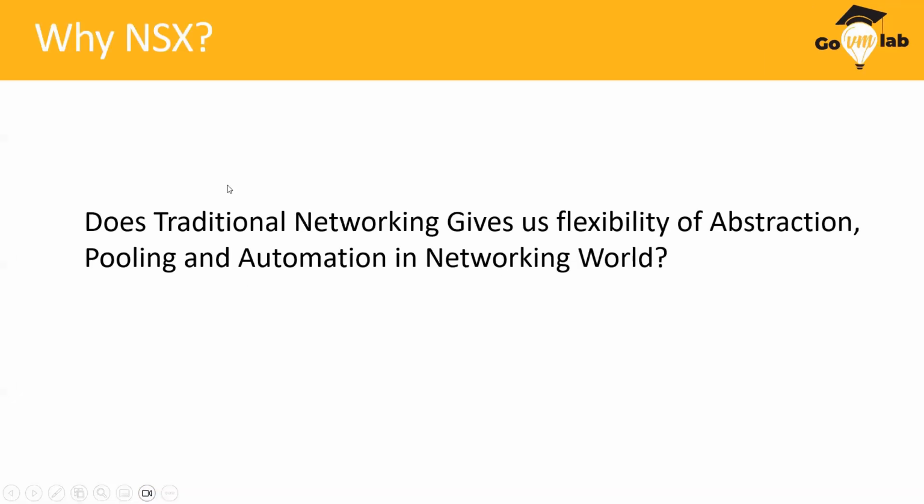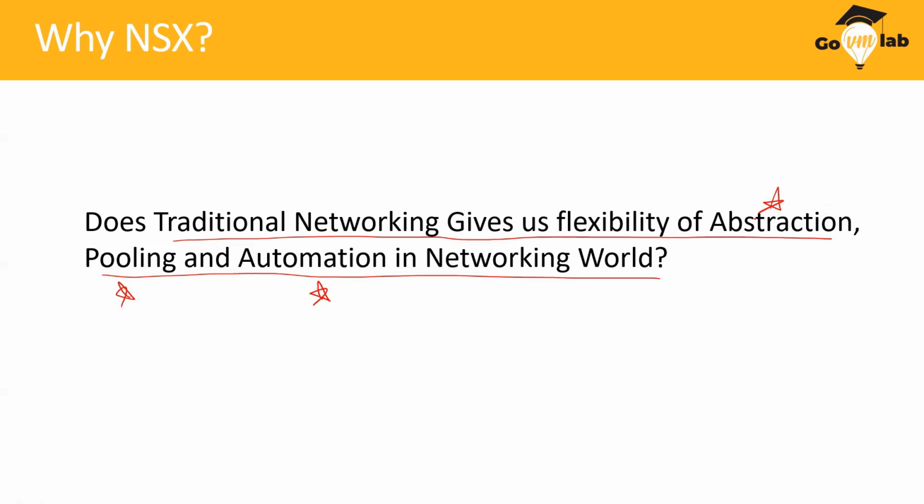Now before we get started with the challenges of traditional networking, that is the very first question we should ask ourselves: does our traditional networking give us the flexibility of abstraction, pooling, and automation in the networking world? When you talk about abstraction, pooling, and automation, you have seen or experienced these three terms in your vSphere world. When we talk about virtual machines, you might have created this abstraction because a virtual machine is just an abstraction of your underlying physical hardware, right?